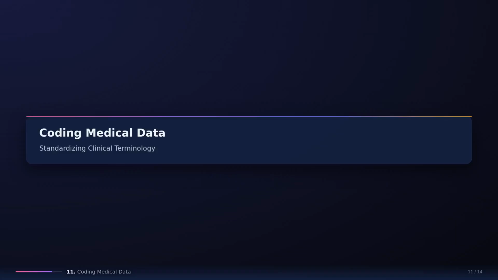Data cleaning includes the important step of medical coding, where adverse events, concomitant medications, and medical history terms are standardized using established dictionaries. MedDRA, or the Medical Dictionary for Regulatory Activities, is used for adverse events. WHO Drug Global is the standard for medications.